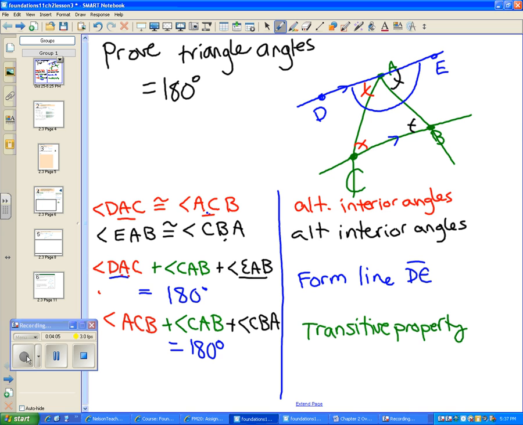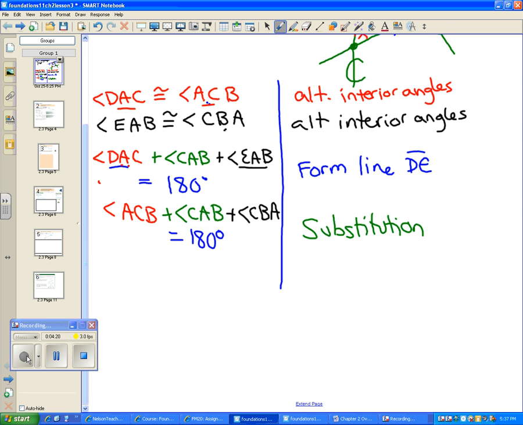Is that the transitive property? A equals B. No, that's not transitive at all. Sorry, guys. That's just substitution. I'm getting excited. Substitution.